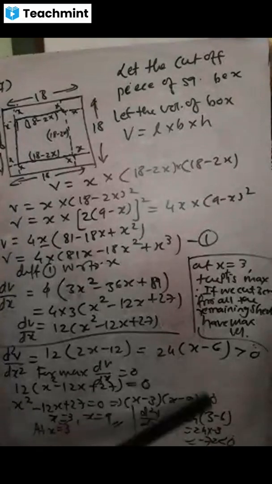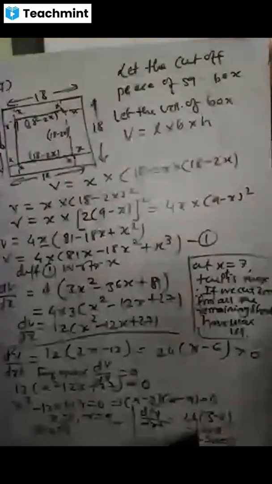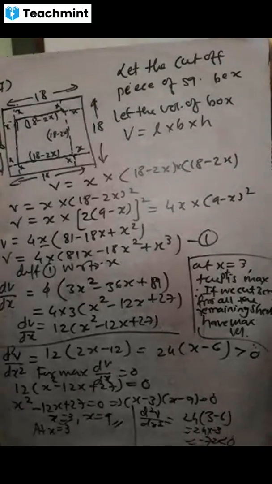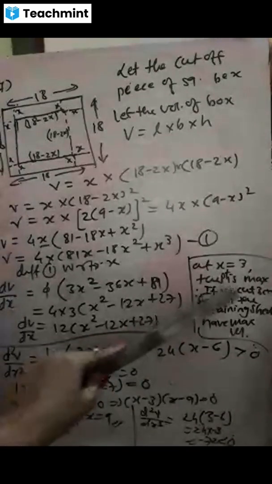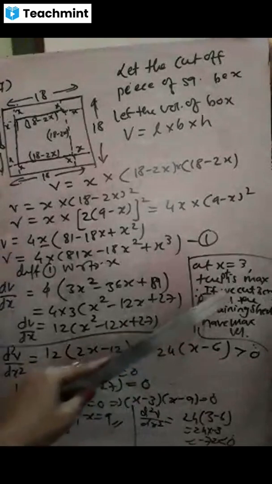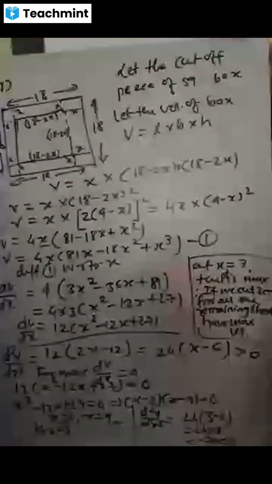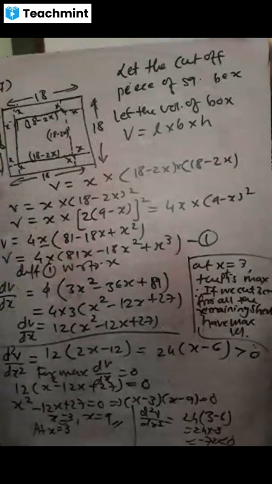So 24 into (3 minus 6), that is 24 into minus 3, the answer is minus 72. So minus 72 is less than 0. That means at x equal to 3 the point has a maximum. If we cut 3 centimeters from all the sides, the remaining sheet will have the maximum volume.